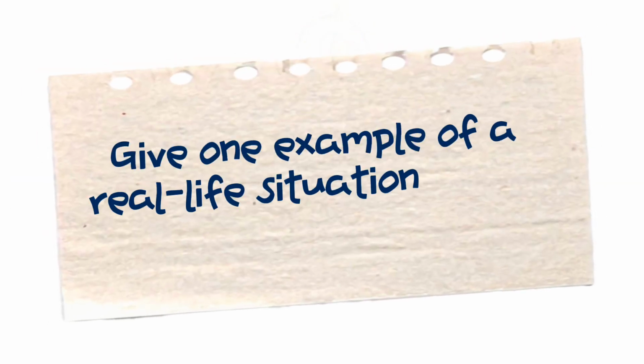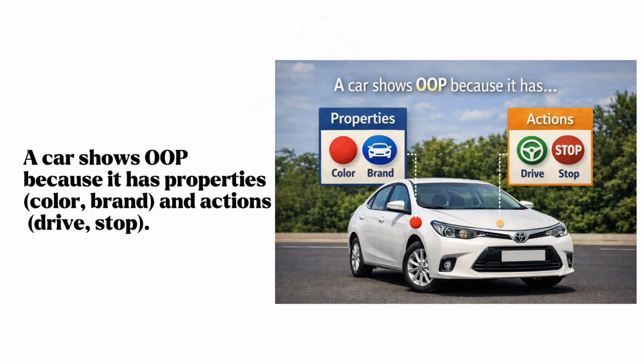Give one example of a real-life situation about OOP. A car is an example of OOP because it has properties like color and brand, and actions like drive and stop.